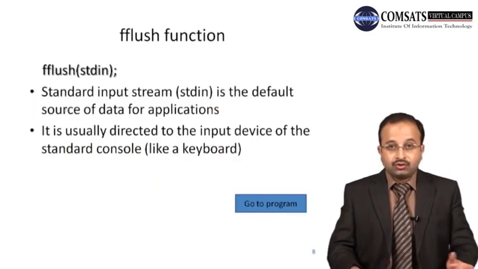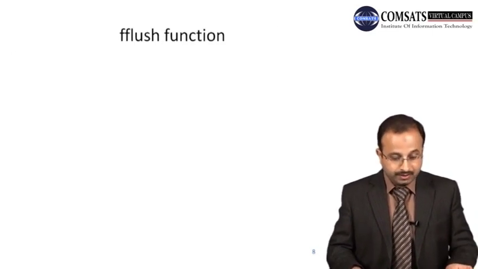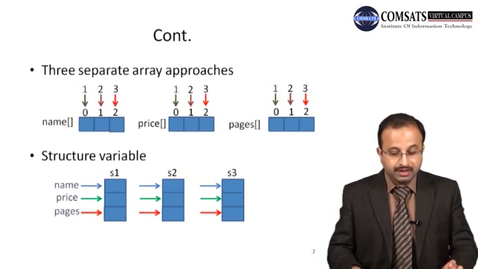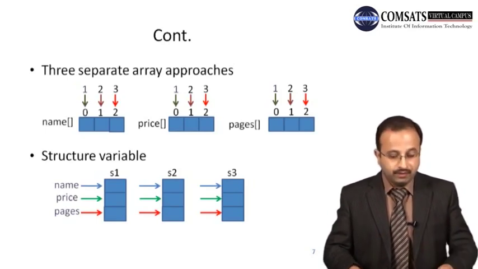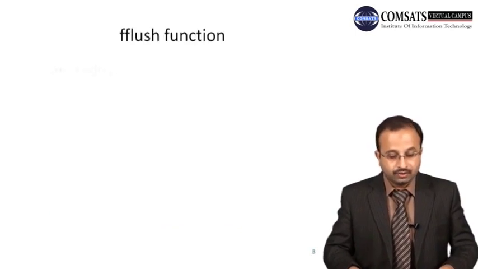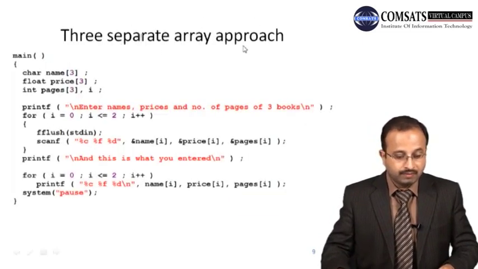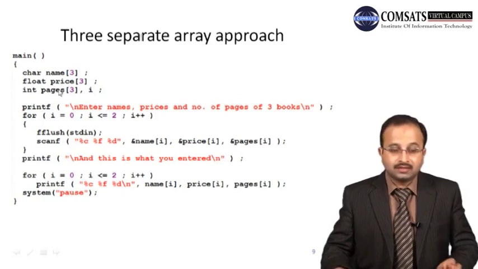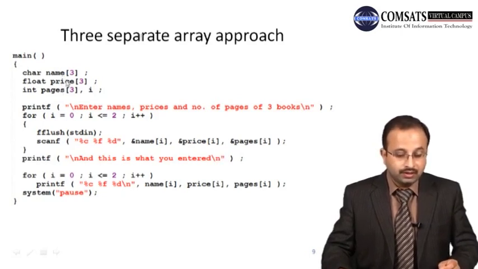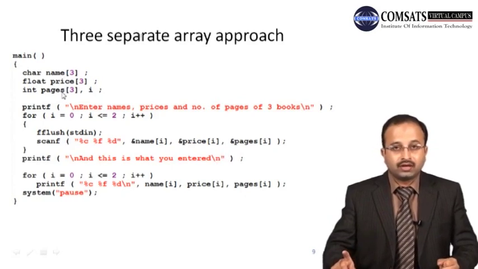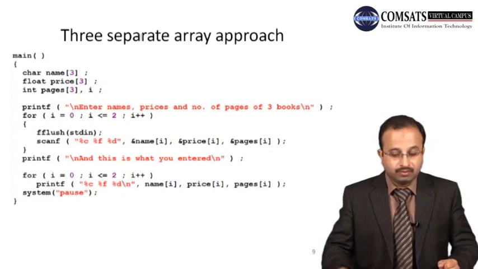Now let's consider the two approaches. Let's refresh it. In the previous slide, we have a three separate array approach, in which we have three separate arrays, and then we have a structure variable approach where we declare three structure variables to store records for 3 books. Now this approach is the 3 separate array approach. We have arrays name, price and pages. So 0, 1, 2, 0, 1, 2, 0, 1, 2 ये 3 इंडेक्सेस होंगे इन तीनों अरे में. 0th इंडेक्स, इन तीनों अरे के 0th इंडेक्स पे एक बुक का रिकॉर्ड होगा. इन तीनों अरे के 1st इंडेक्स पे सेकंड बुक का रिकॉर्ड होगा. इन तीनों अरे के सेकंड इंडेक्स पे थर्ड बुक का रिकॉर्ड होगा.